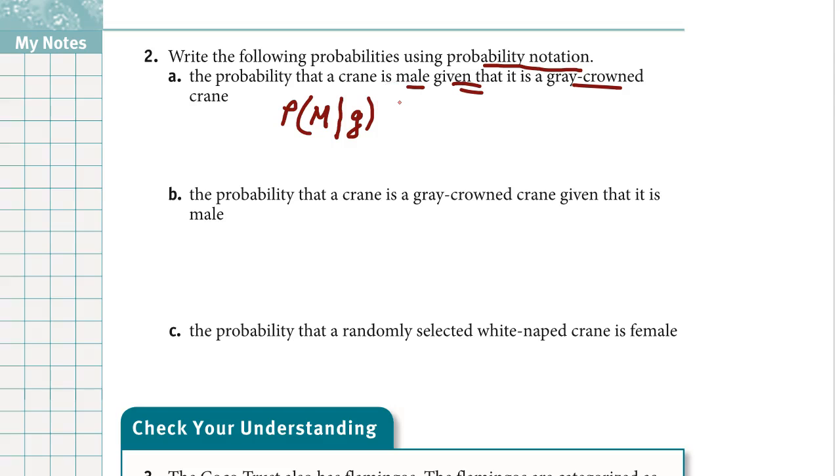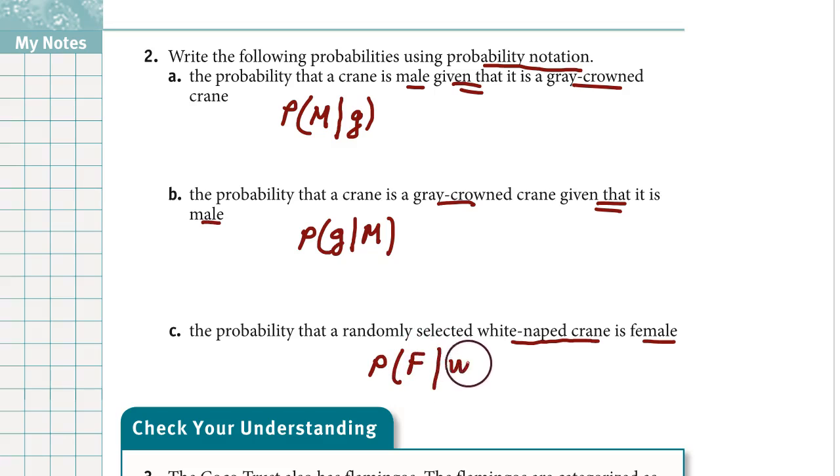Please try B and C on your own. Okay, here are the answers. Question B, we want the probability that it's gray, given that it's male. This time it would look like this. Lowercase g means gray, given that is a vertical line, and then maybe M for male, the reverse of the one before. Now question C, we want to do the probability that a randomly selected white-naped crane is female. This would be the probability that the crane is female given that we know that it's white-naped. I'm going to use the letter W to mean white-naped.